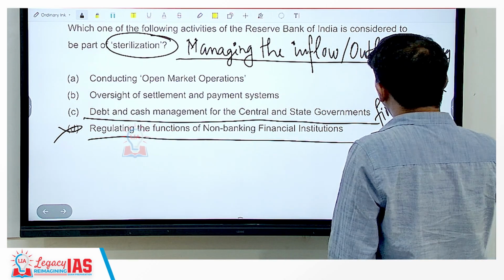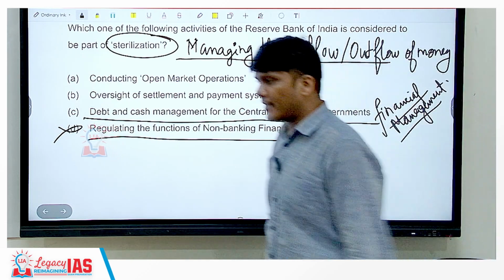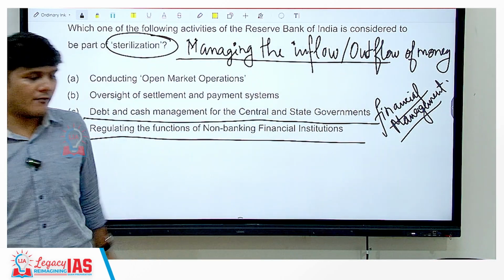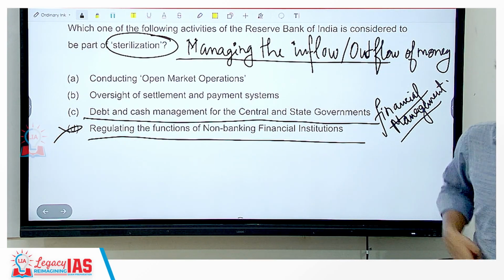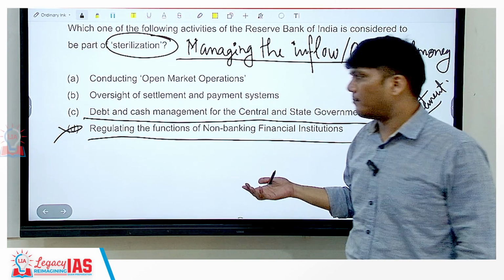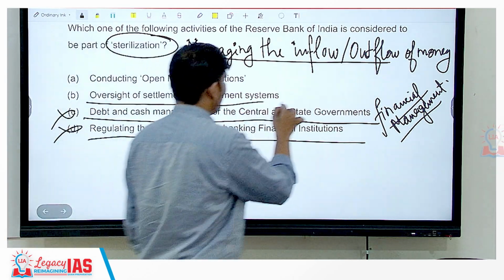It is like the activity of a chartered accountant. The chartered accountant, what do they do? They manage the asset and liability of an individual, of a firm. So when that is being done for, let's say, the government, again the operation is same. This is also not it. Oversight of settlement and payment system.